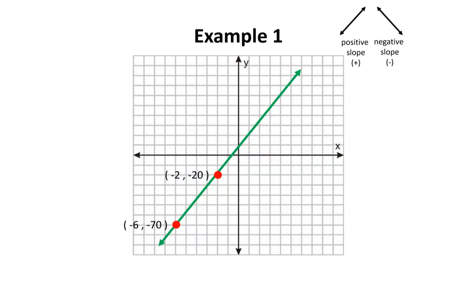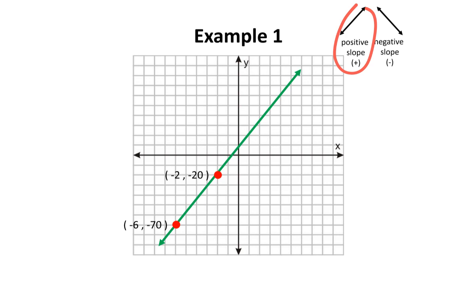In our first example, we want to find the slope of this green line. Before we do anything, take a look at its overall shape. Is the line going up or is it going down? This line is definitely going upwards, which means it must have a positive slope.